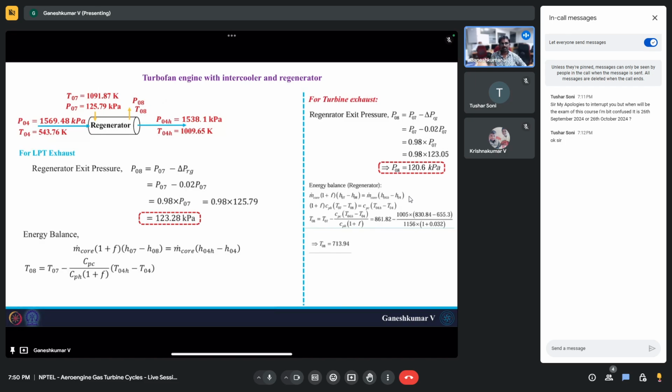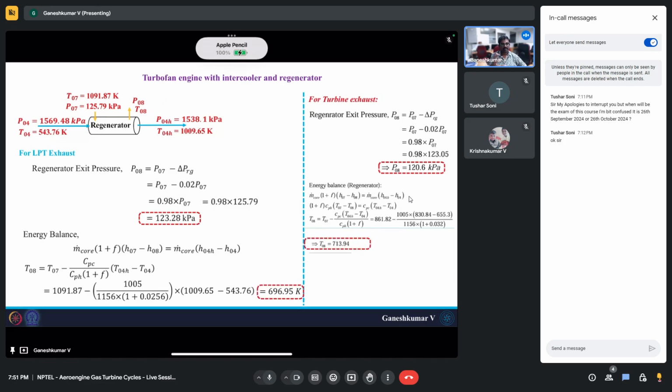Or you can simply use energy balance. Whatever energy is gained by the incoming cold gas from the high pressure compressor exit is the amount of energy lost by the turbine exhaust. So again, if you substitute these numbers, the equations are the same. There is no change in the equations, just the numbers are different because of different flight conditions.